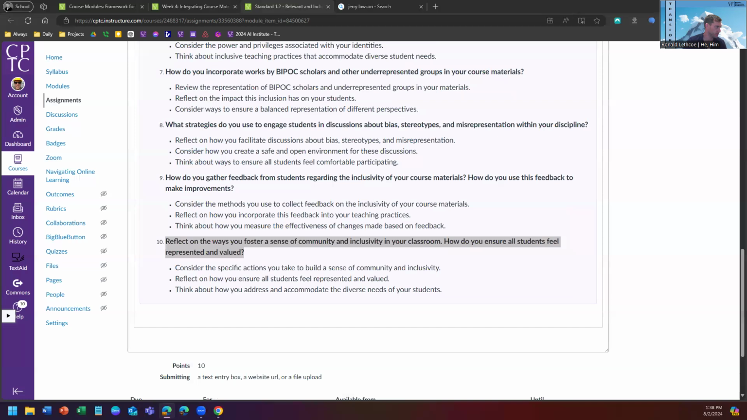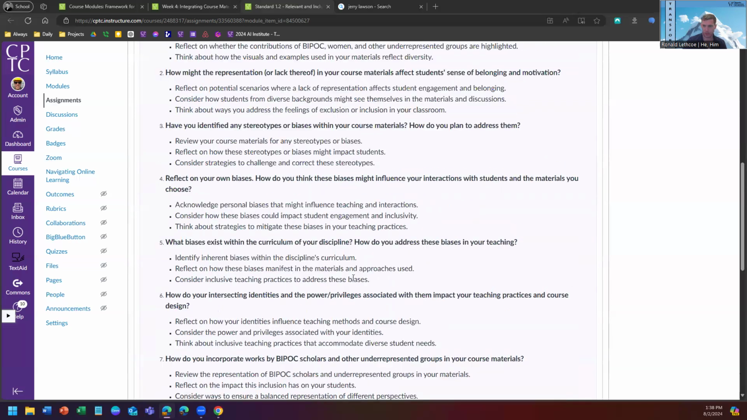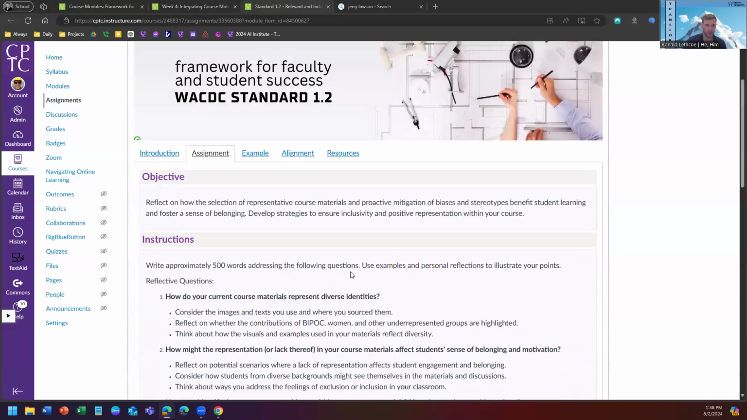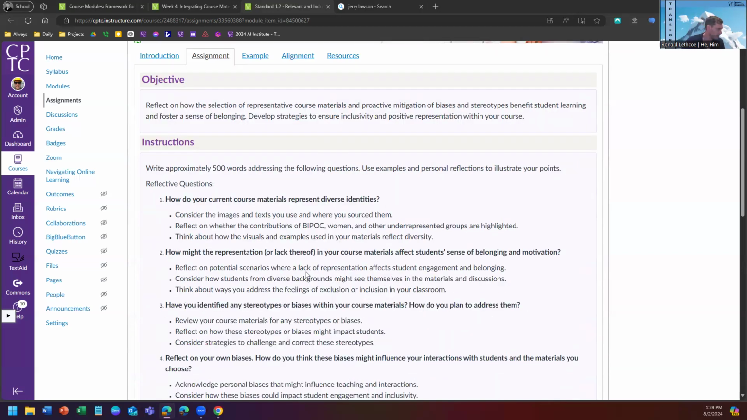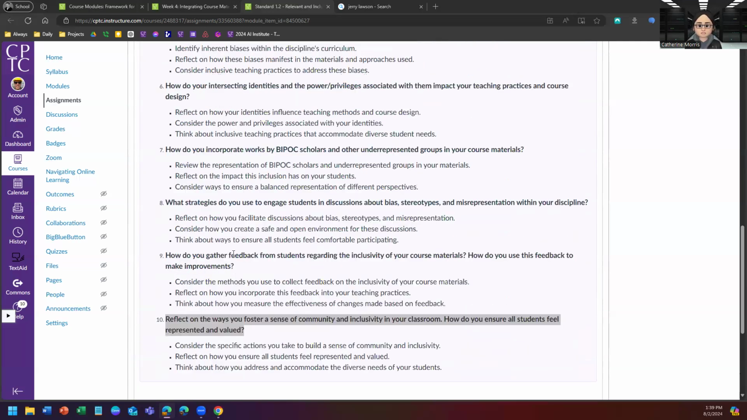There it is. 10 questions. If my math is correct, it would be about 50 words per question. You're trying to hit that 500 word target. That's a tough one. How do you gather feedback from students regarding the inclusivity of your course materials? Second to last one: how do you use this feedback to make improvements?